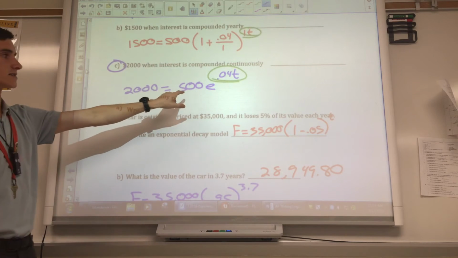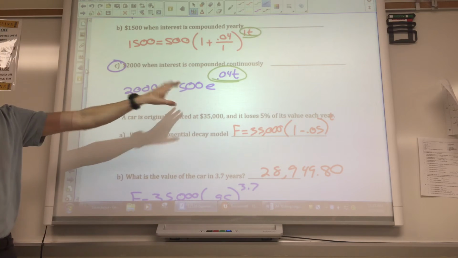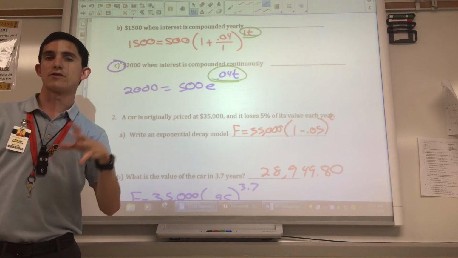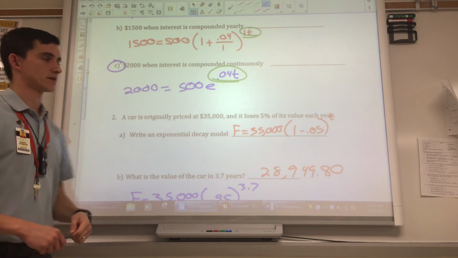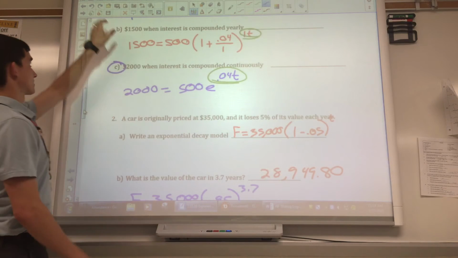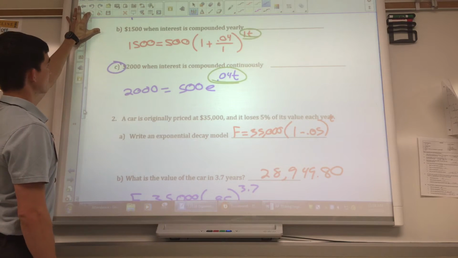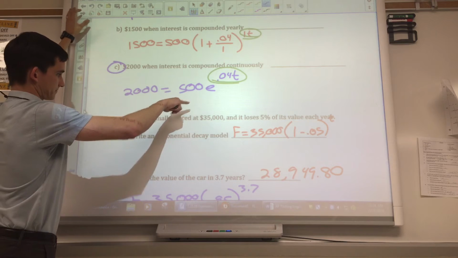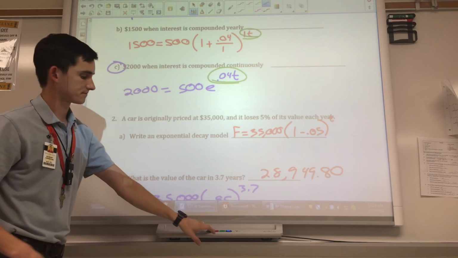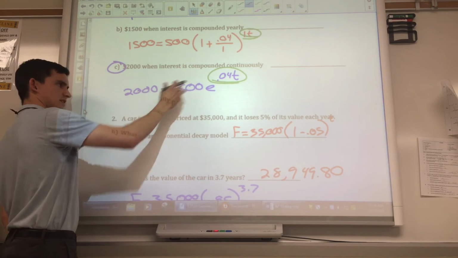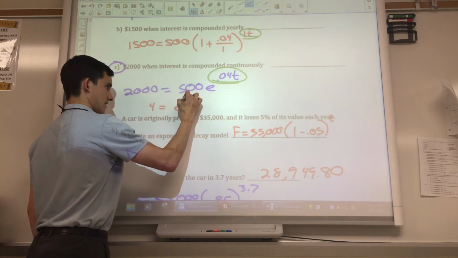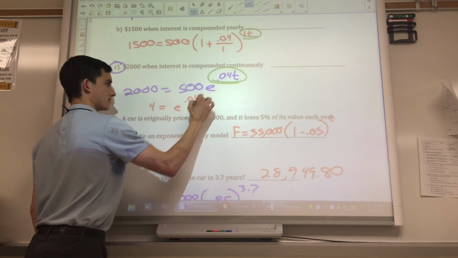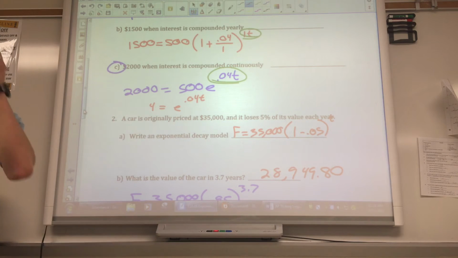Okay. So let's do the last one right here. This is really good. Have you heard of ln or natural log? No? Okay. Let me explain what it is. We're going to get there pretty soon here. When I solve this, what's the first thing I would do here? Divide by 500. So I'd end up having 4 equals e to the 0.04t. Everybody good with that?